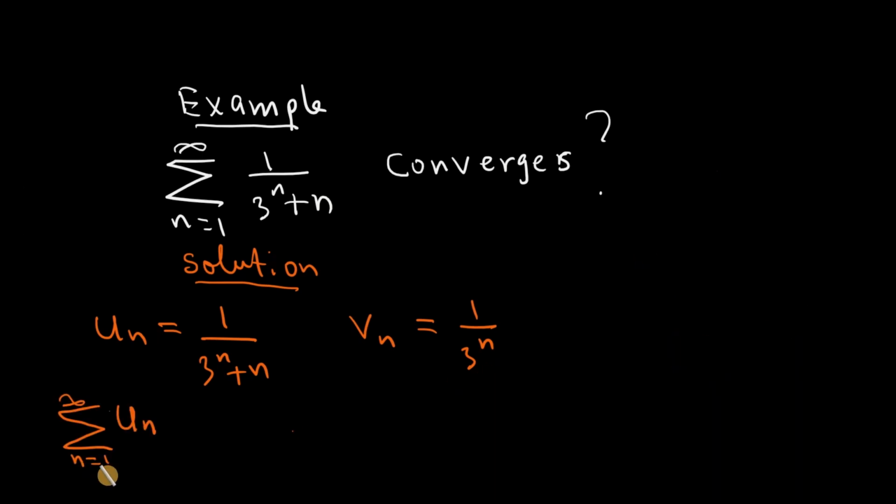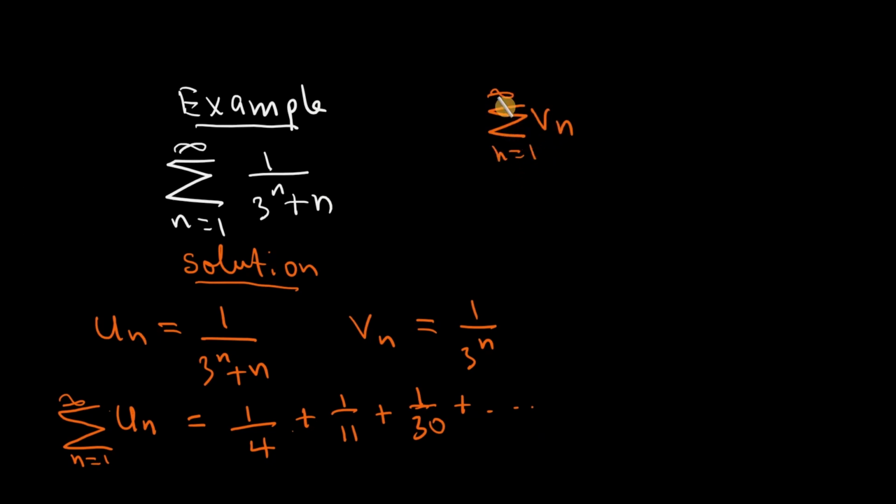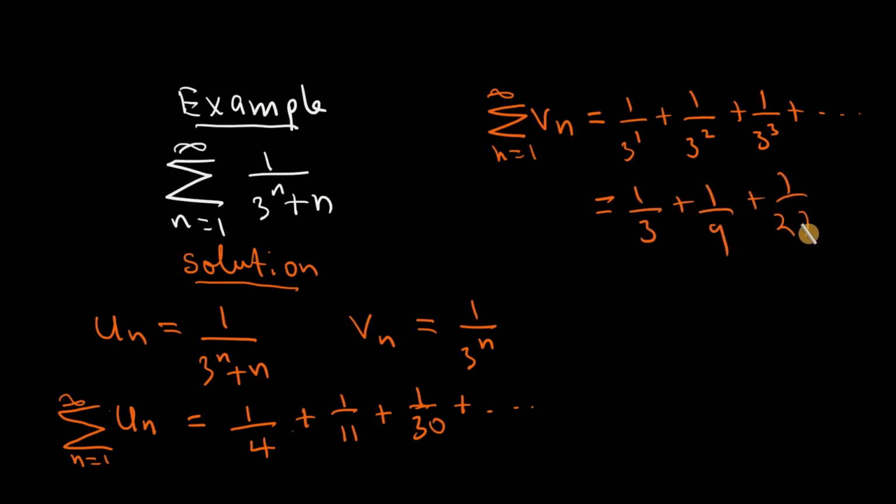Now, summation un from n equals 1 to infinity is equal to 1 over 3 to the power 1, that's 3, plus 1, is 1 over 4, plus 1 over 3 to the power 2, that's 9, plus 2, 1 over 11. When n equals 3, we have 1 over 30, plus infinity. Summation vn from n equals 1 to infinity is equal to 1 over 3 to the 1 plus 1 over 3 squared plus 1 over 3 cubed plus infinity, which is the same as 1 over 3 plus 1 over 9 plus 1 over 27 plus infinity.